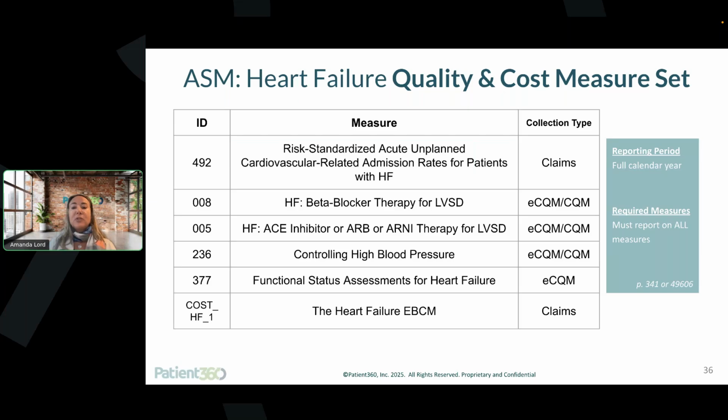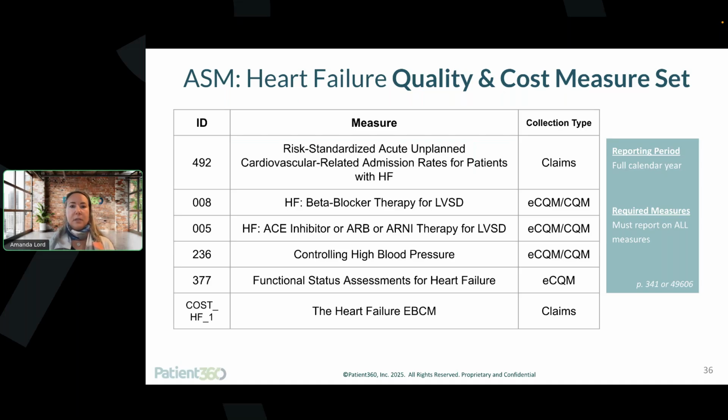For the cost measure in this ASM, which is 50% of the score, CMS did finalize the heart failure episode-based cost measure, the EBCM. Commenters generally agreed that it was the most appropriate cost measure for this cohort, and it's already used in the MIPS program, so it's clinically relevant to the specialists being included. It quantifies the cost of services that are related to how the provider clinically manages a patient with heart failure and aligns with the advancing care for heart disease MVP.